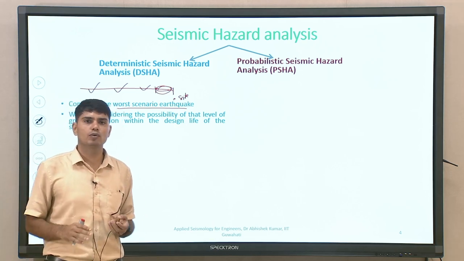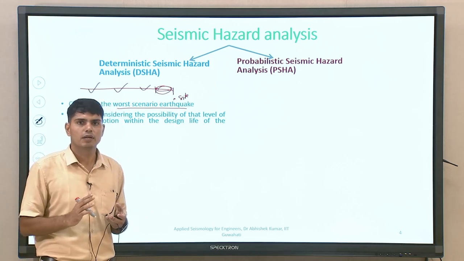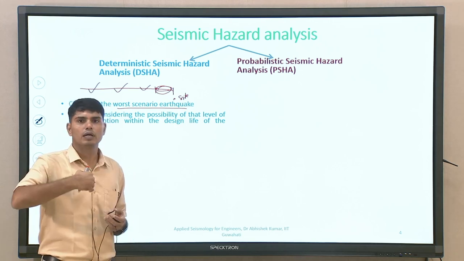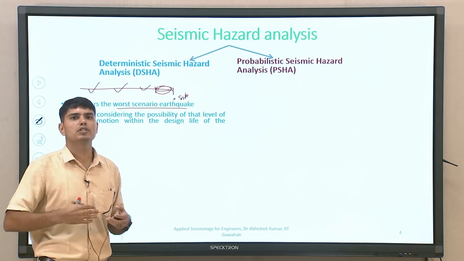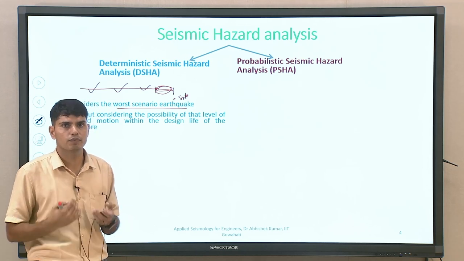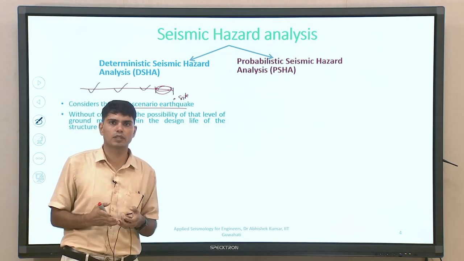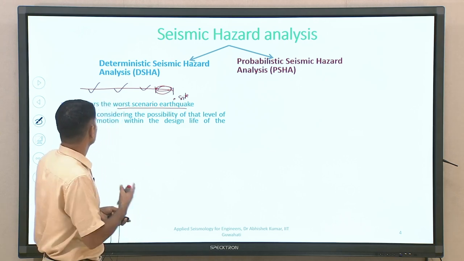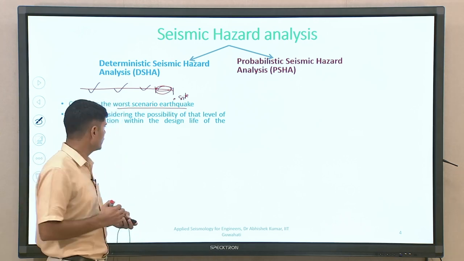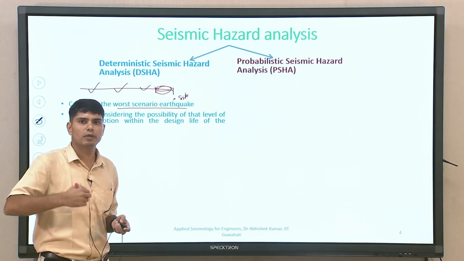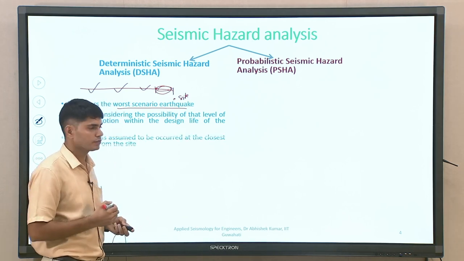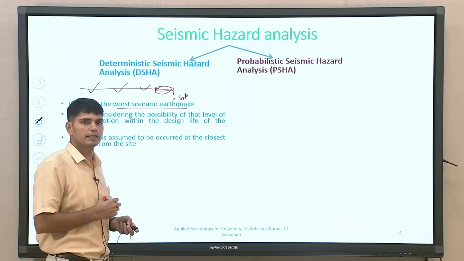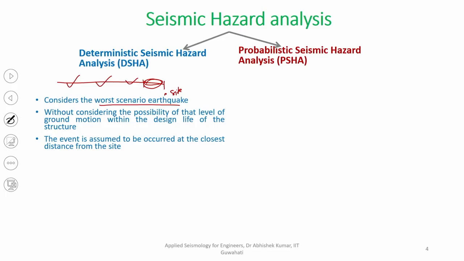So, one can consider whether one should go for the worst scenario earthquake, or go with the motion which is most likely to occur at the site of interest, or the most probable ground motion at your site. Deterministic hazard analysis does not take into consideration the possibility that this ground motion is going to get repeated during the design life of the structure. This event is assumed to happen very close to the site of interest.